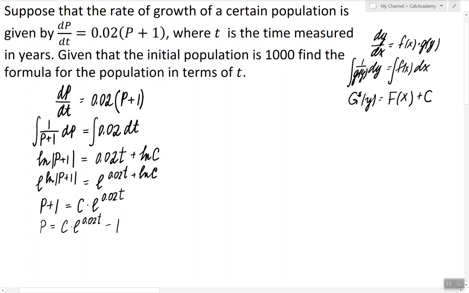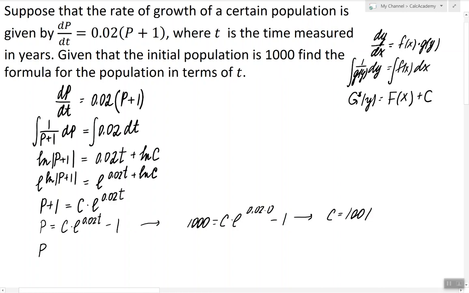However, this was an initial value problem, so to find c we're going to plug in the given condition. The condition is that when t is 0, the output is 1000, so 1000 is equal to c times e to the power of 0.02 times 0, minus 1. That means c is equal to 1001.